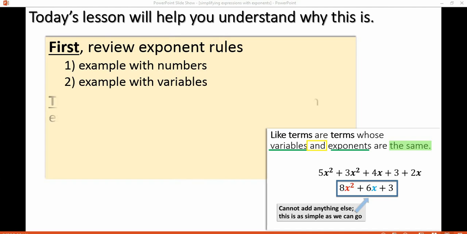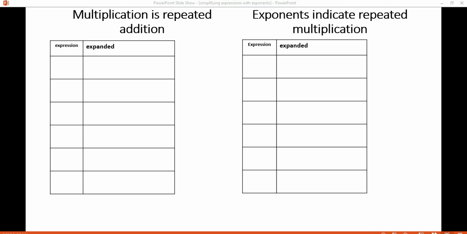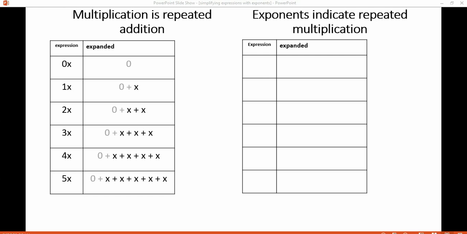So here are today's objectives. So here we've done this before. I'm going to just click through this really fast, and you can just fill in these tables. Remember that 0 when we're doing repeated addition, 0 is our starting point. And when we're doing repeated multiplication, we have 1 as our starting point because 1 times any number gets you itself, just like 0 plus any number gets you that number. So x to the 0 is 1, x to the first is 1 times one set of x, and so on and so forth.